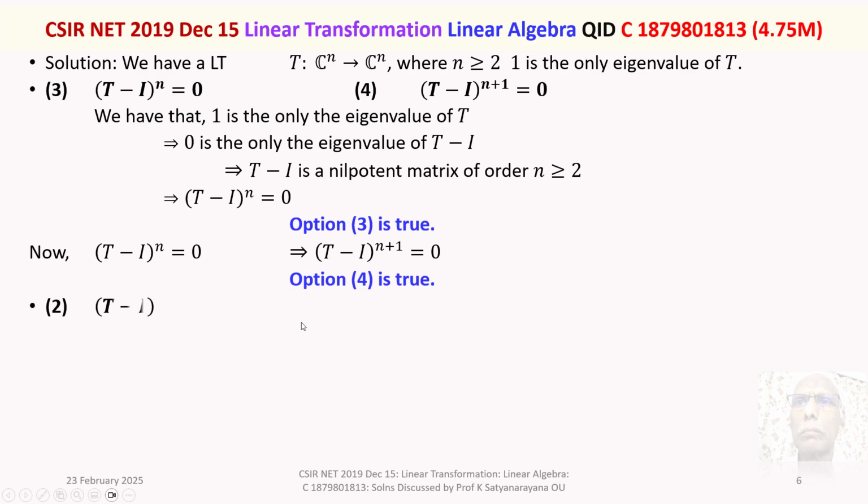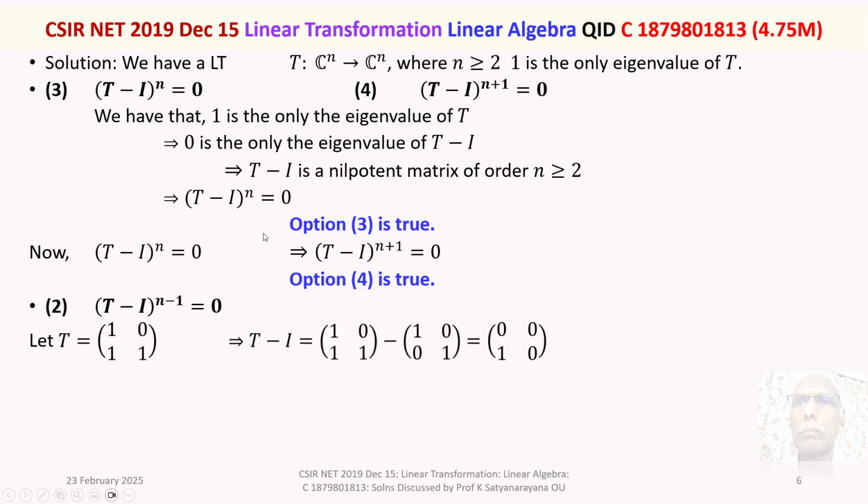We are left with option 2. T minus I to the power of n minus 1. T minus I to the power of n is 0, certainly. Will T minus I to the power of n minus 1 always be equal to 0? Not necessarily. There exist matrices. Let T be the 2 by 2 matrix 1, 0, 1, 1, so n is equal to 2. Then T minus I, the matrix minus the 2 by 2 identity matrix, is 0, 0, 1, 0.